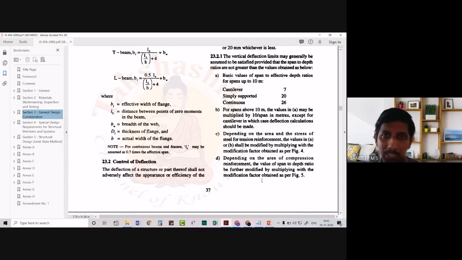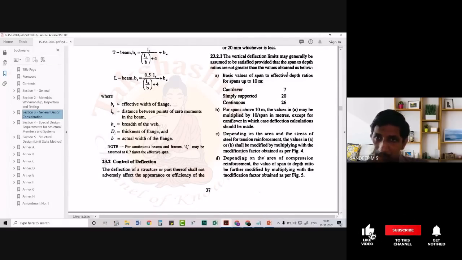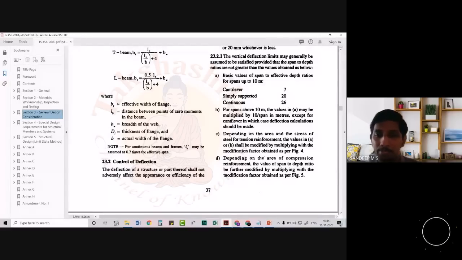In this case, we were in need of a spacing of about 198 millimeters center to center, but we have provided a smaller spacing so that the amount of steel is increased. Much more steel is actually provided. So that is the condition. Depending on the area and the stress of steel for tension reinforcement, the value in A or B shall be modified by multiplying with a modification factor as obtained from figure 4. Basically, based on the area and the stress in our steel, we can modify this effective span to depth ratio. This 20 can be modified using a modification factor. Let's see how to obtain this modification factor.